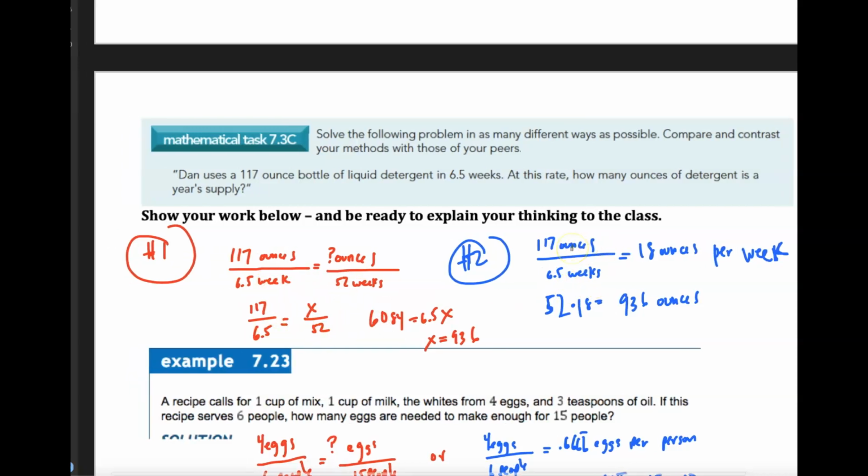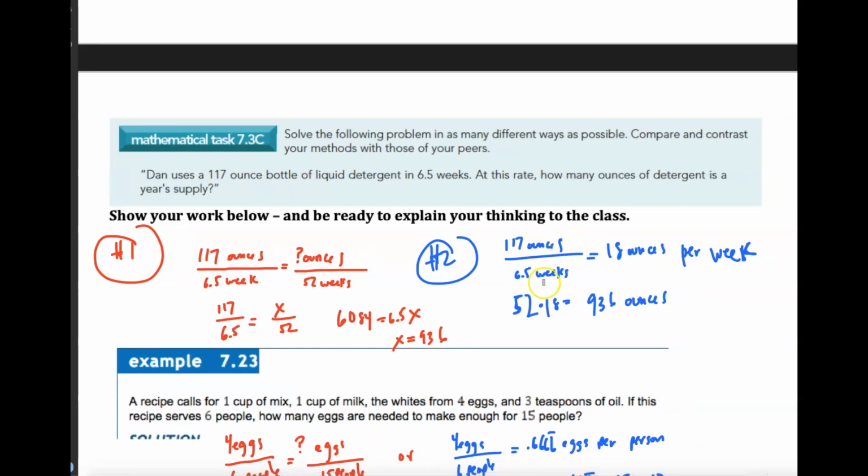Another way is to convert this to what we call a unit rate. 117 ounces to 6.5 weeks is 18 ounces per week. So then I just do 18 times 52.